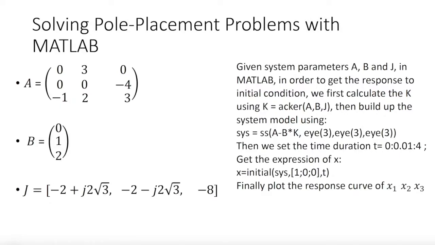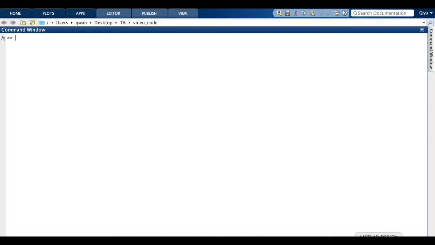Here is another system where we can see A, B, and J, where A is a 3 by 3 and B is 3 by 1. After finding this K, we can implement it on the system, using the function ss, the state space of A minus BK, with the identity 3 by 3 matrix, and having the initial condition of 1, 0, 0.